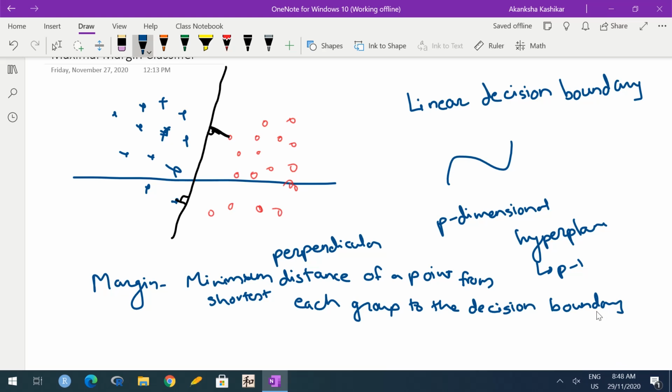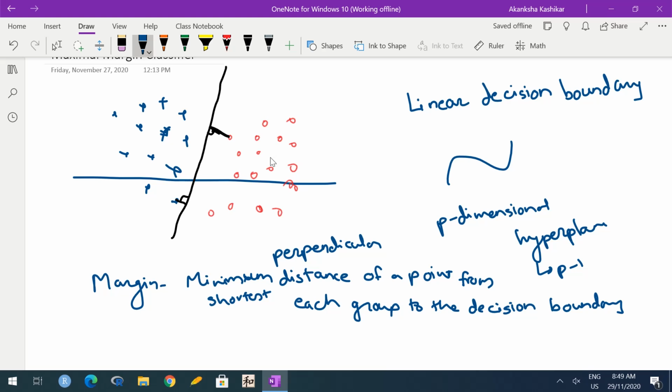Now what we will do is try to maximize the sum of these two distances. Okay, we'll try to maximize this. Because why maximize? Because if something is near the boundary, then it's likely to get misclassified.